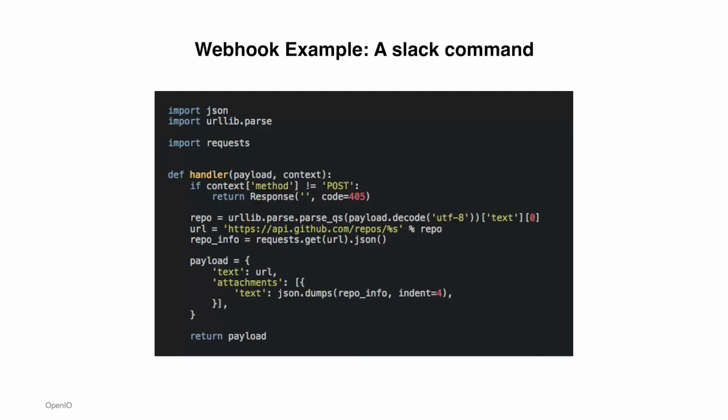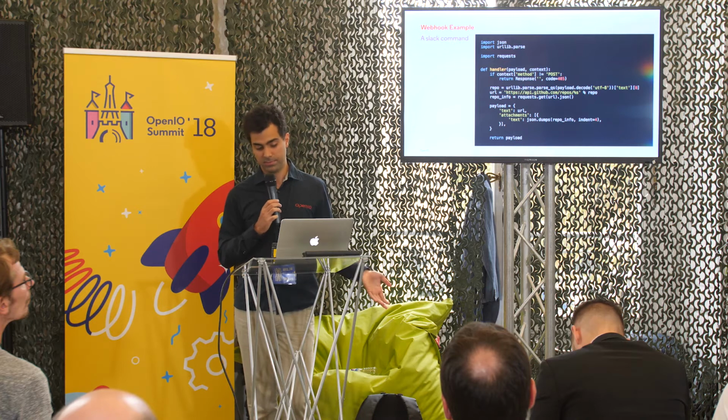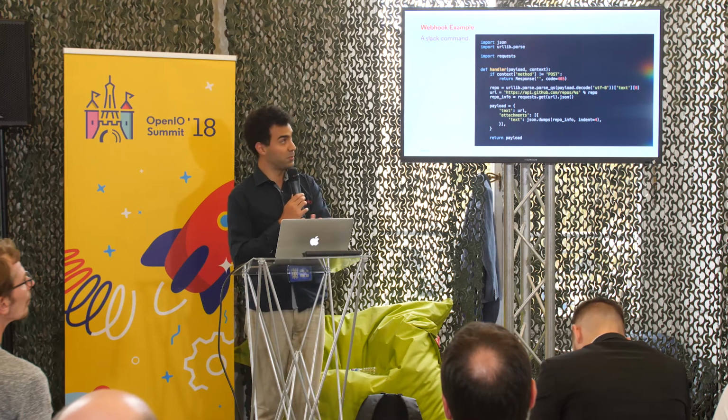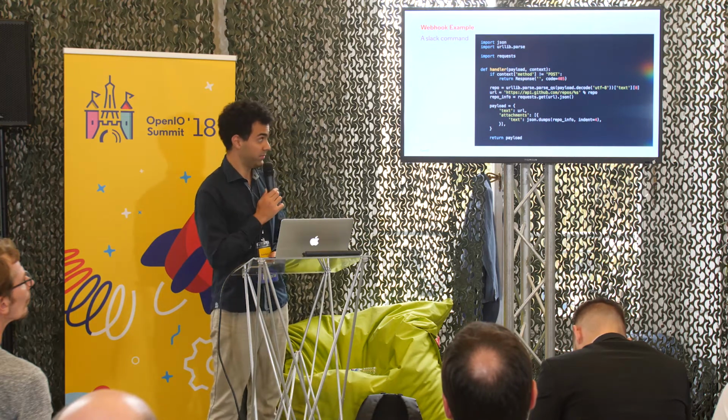This is an example of a webhook system. This one is really, really simple. This is a Slack command that is accessing the GitHub API. This is using Python, for the developers who can understand this piece of code. And it's really the only code you need to write your function. So there is no OpenIO-specific code here. It's really plain old Python.